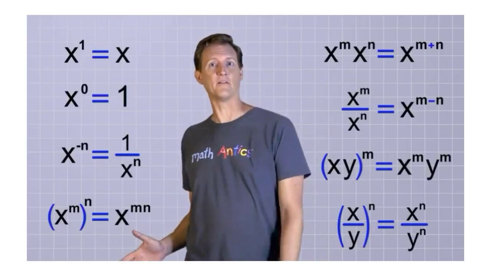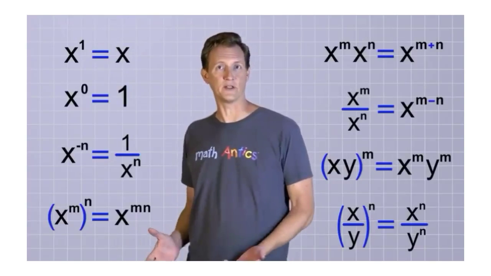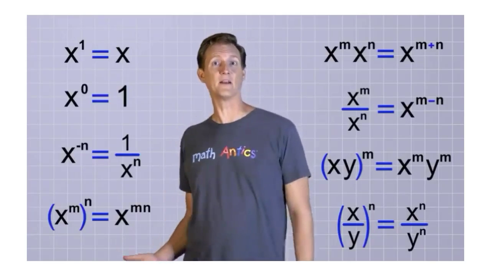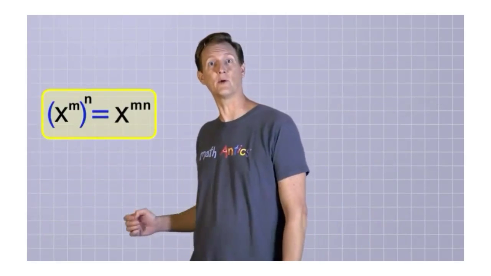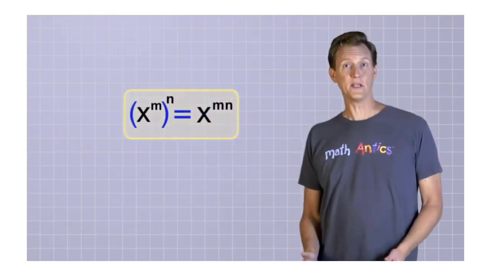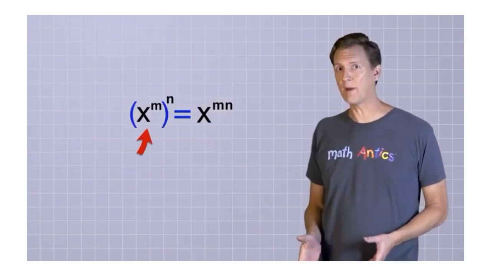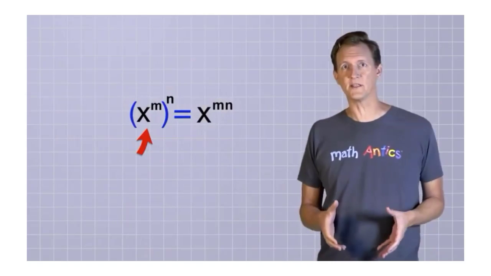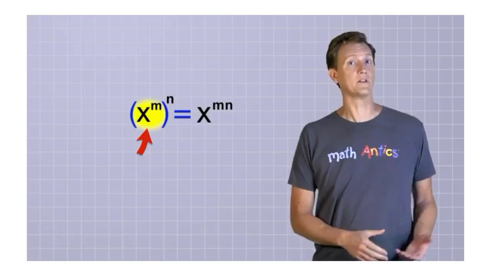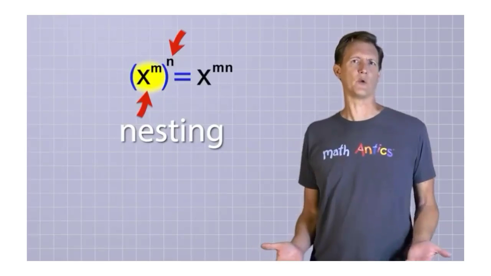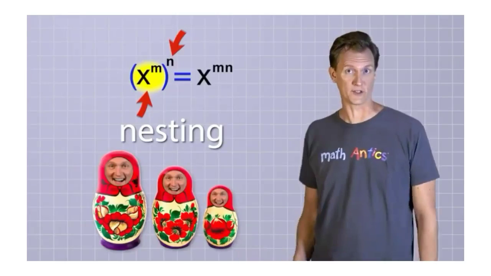And these next 5 show us how we can do various math operations involving exponents. In fact, the next law tells us how we can take a number raised to a power and then raise that to a power. As you can see, it shows an expression, x to the power of m, grouped inside parentheses, and then that whole group is being raised to the nth power. It's a nesting situation, kind of like those Russian nesting dolls.